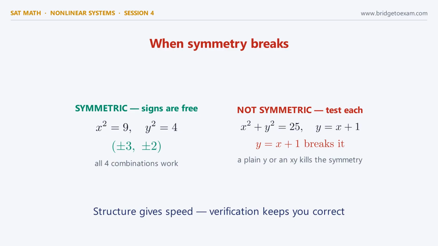But the moment an equation contains a plain y or an xy, that symmetry breaks. Take x squared plus y squared equals 25, together with y equals x plus 1. That second equation is not symmetric at all. Flipping a sign changes it completely. So never add a negative twin automatically. Generate your candidates, then test every one of them in every original equation. Structure gives you speed, but verification keeps you correct.